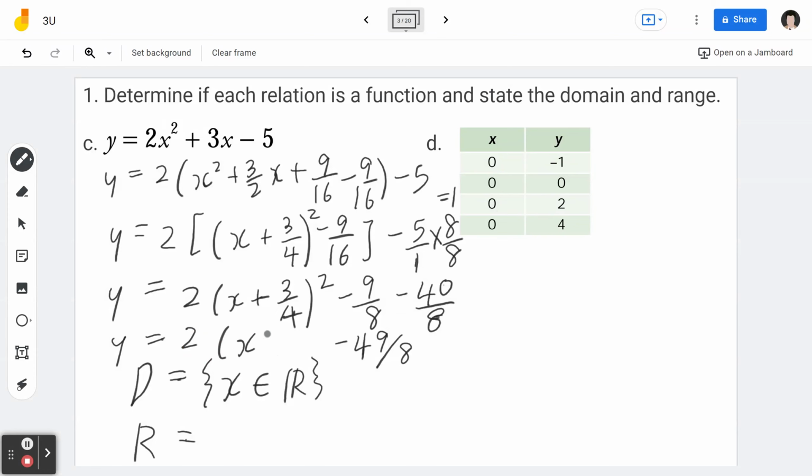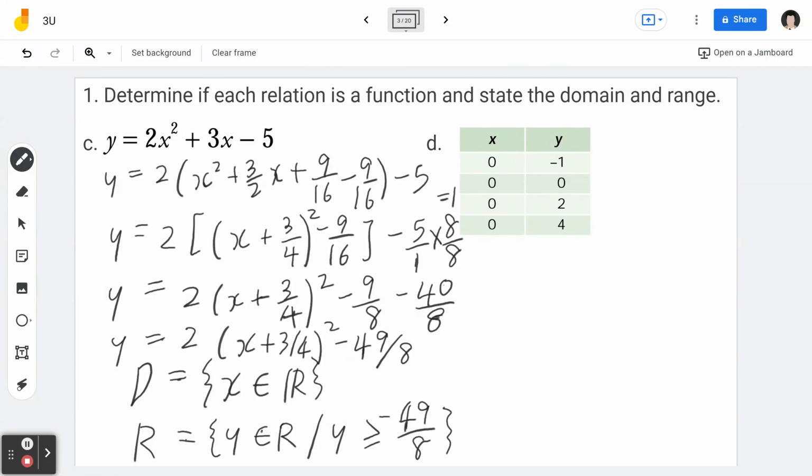Now, the reason why this is very useful is because now you can say with confidence that the range occurs when y is an element of real numbers such that y must be greater than or equal to negative 49 over 8. And of course, I'm leaving it as an improper fraction. If you did write this as a decimal, negative 49 divided by 8 would be negative 6.125. So if you want to write it as a fraction, that's fine. Leave it as a decimal, that's fine as well.